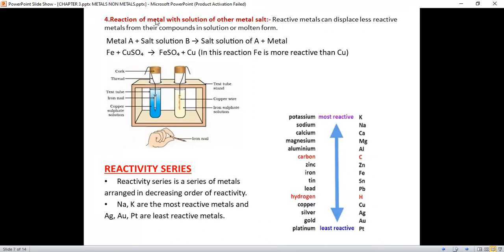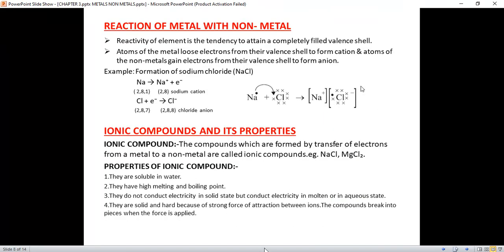Next topic is reaction of metal with solution of other metal salt. This is the last reaction in the chemical properties. Reactive metals can displace less reactive metals from their compounds in solution or molten form. We have read this in our first chapter on chemical reactions and equations, in displacement reaction, that a more reactive metal can displace a less reactive metal from its salt solution. For example, if we take metal A and salt solution of B, and metal A is more reactive than B, it will take its place and the other metal will come out from the reaction. Okay, for example, if we take this reaction.